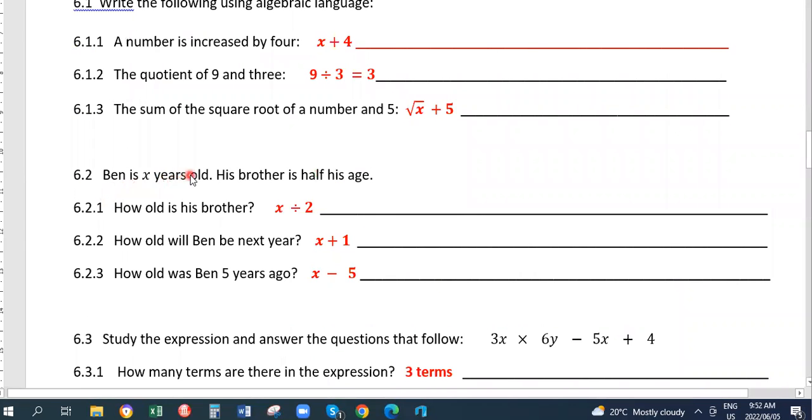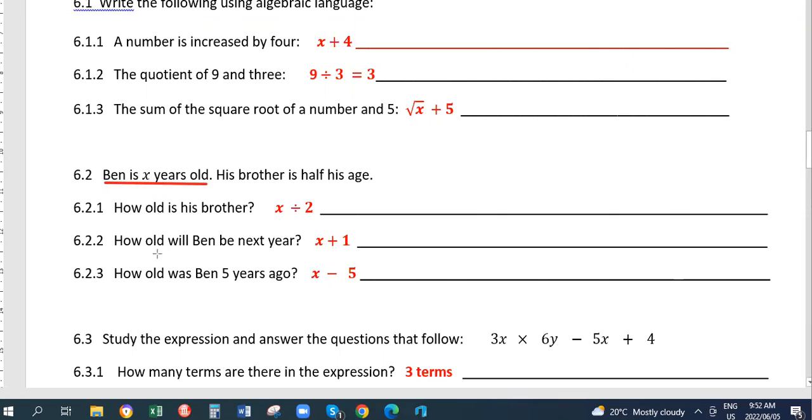Ben is x years old. His brother is half his age. So how old is his brother? If the brother is half the age, it should be x divided by 2. That gives you half. Now always remember this key that Ben is x years old.